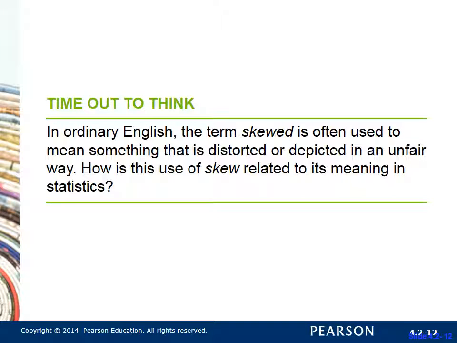All right. So in ordinary English, the term skewed is often used to mean something that is distorted or depicted in an unfair way. So in terms of statistics, skewness would mean a distorted symmetric graph. So your normal curve we'll be learning about is when the mean equals the median equals the mode. That's symmetric. If you distort it, you skew it by pulling it either right with a tail or left with a tail, and that will be because you've got some outliers pulling that mean left.